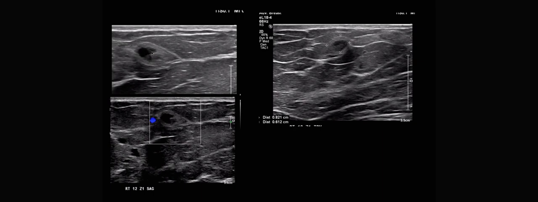And partially what looks like maybe solid. It's heterogeneously hypoechoic with mixed echogenicity. You can describe this in detail. Doppler, yeah, there is a vessel around it, but there is nothing within it.